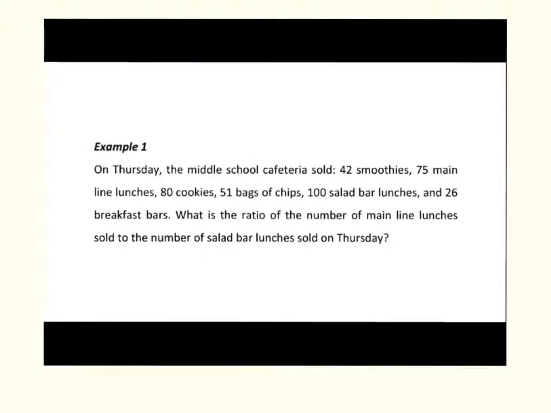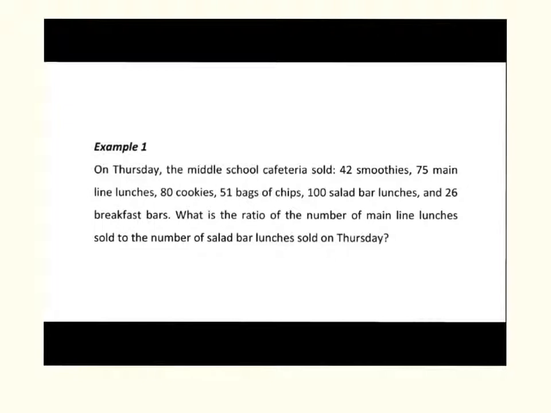Alright, example 1. On Thursday, the middle school cafeteria sold 42 smoothies, 75 mainline lunches, 80 cookies, 51 bags of chips, 100 salad bar lunches, and 26 breakfast bars. What is the ratio of the number of mainline lunches sold to the number of salad bar lunches sold on Thursday?